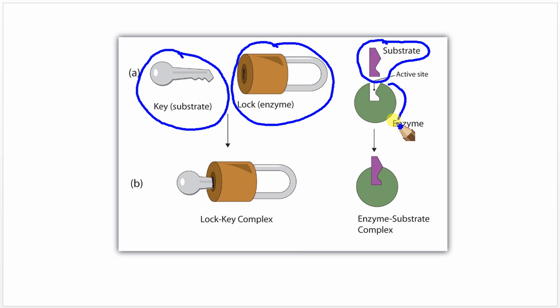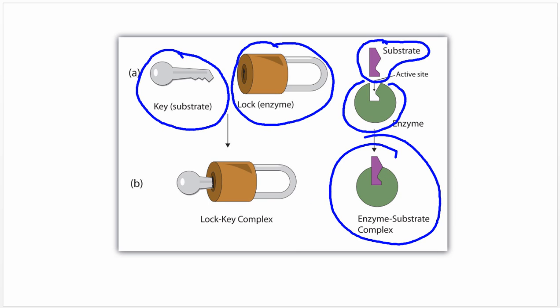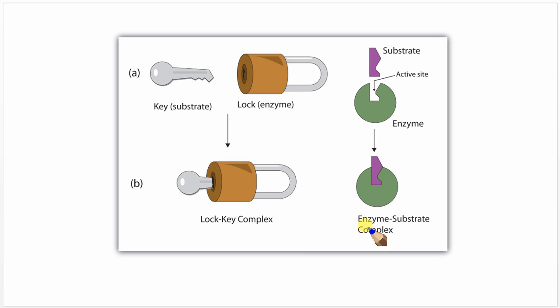Here's the enzyme here. And we can see that substrate will fit perfectly into the enzyme. The key will fit perfectly into the lock. And when it does so, we often talk about an enzyme substrate complex. So that's the lock and key model.